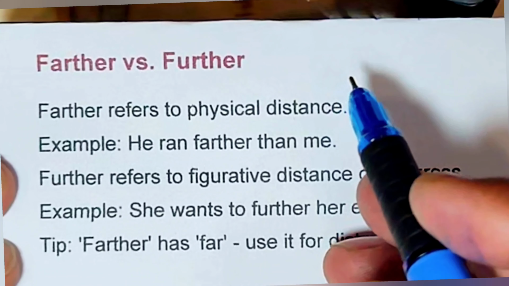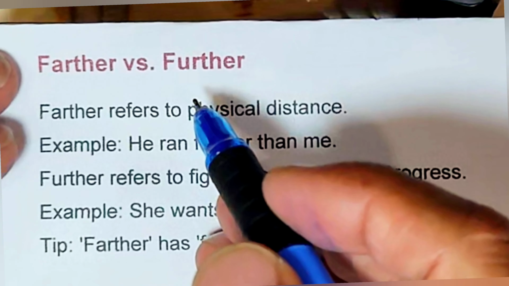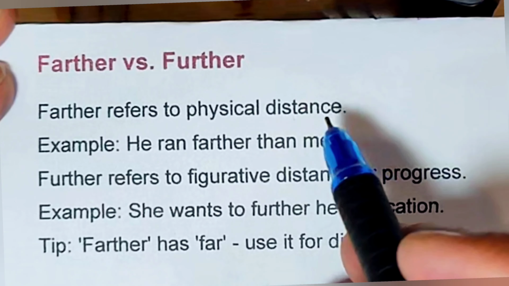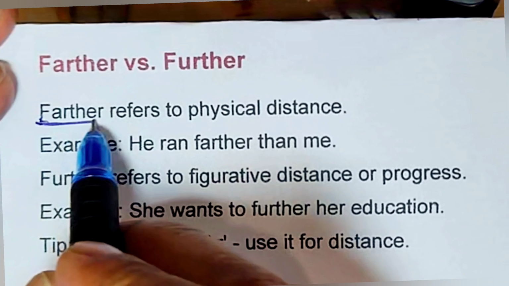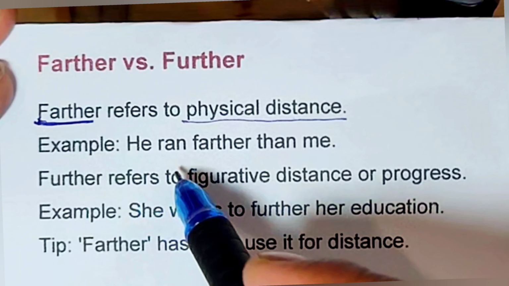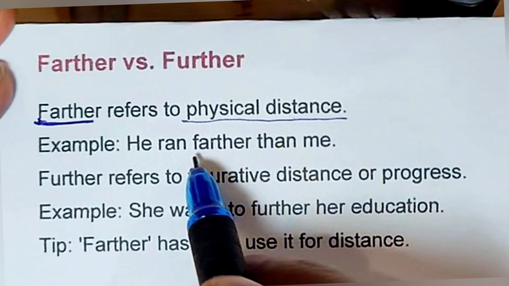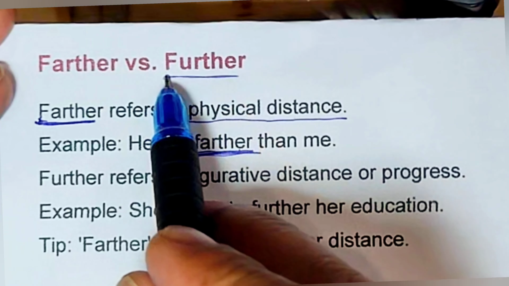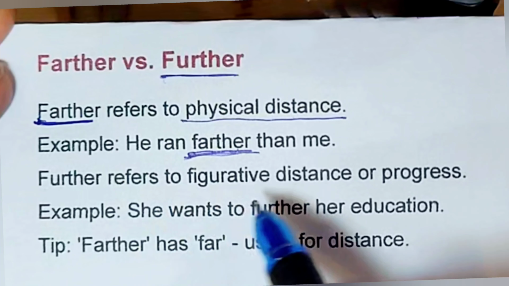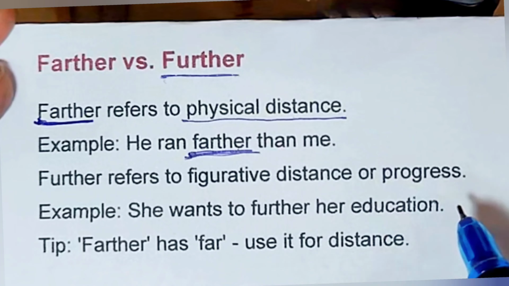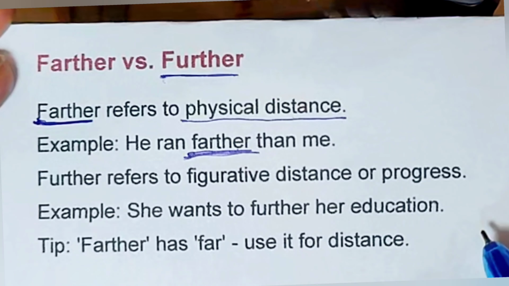Here we go, the next one: farther versus further. Farther refers to physical distance. Example: he ran farther than me. This is a good example. And the other one is further. Further refers to figurative distance or progress. Example: she wants to further her education.